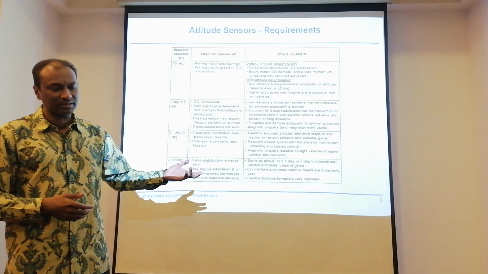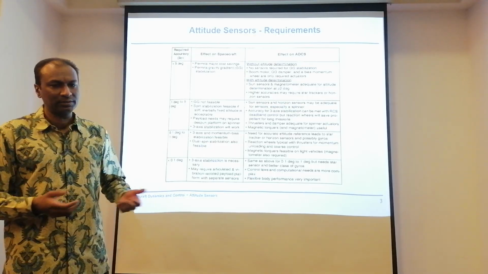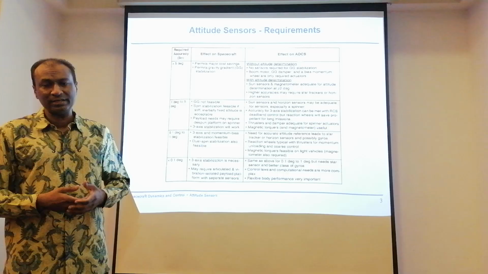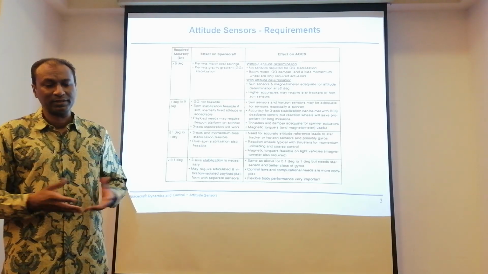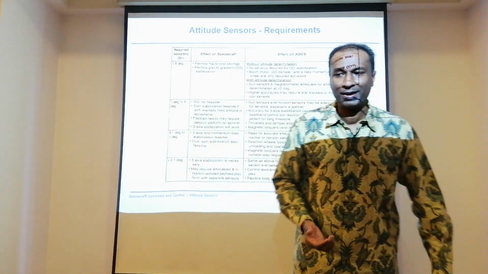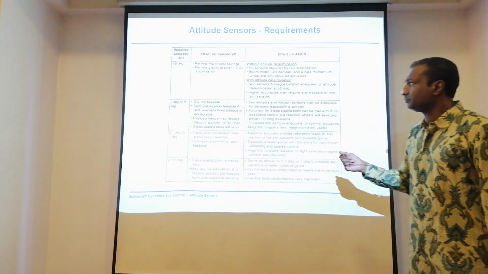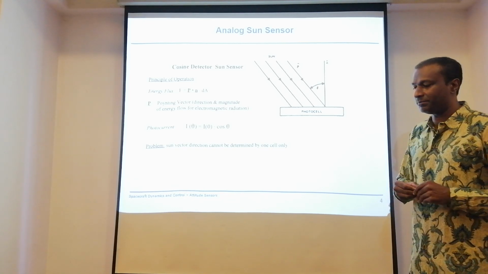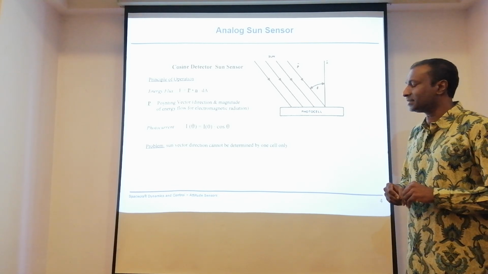That we have discussed in a previous lecture: reaction wheel, for example, or bias momentum wheel. All those actually need a very good sensor. Otherwise, it doesn't make sense to have a good actuator but very bad sensing. Now, a typical one is a very basic cosine detector sun sensor.